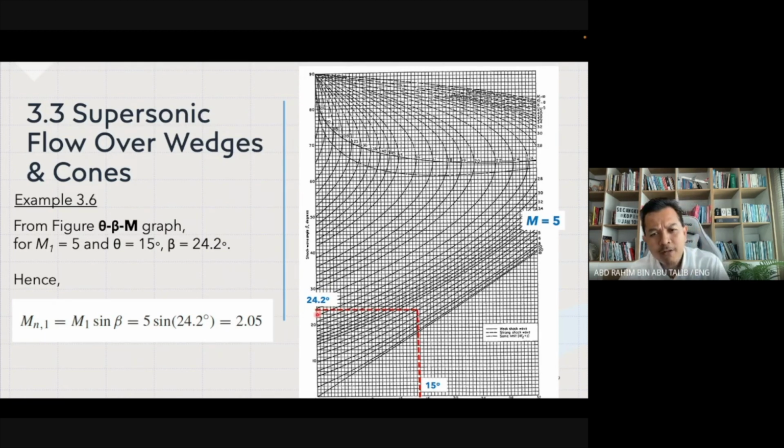I understand that it's quite difficult to get it as accurate as this value. So if you put it as 24.0 or 23.8 or very close to it, you should be able to get the same, the round of errors is very small. So then you put inside the equation, Mn1 equals M1 sine beta, right? You put the value of beta inside the equation, and you get the corresponding value of Mn1, which is 2.05.